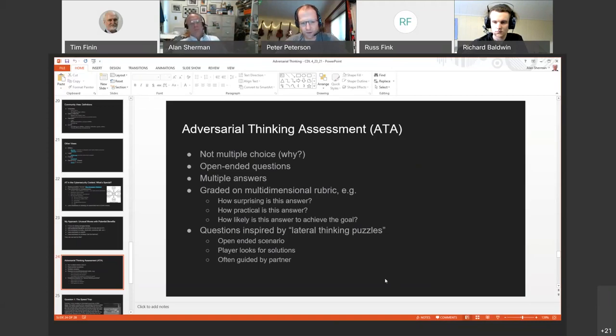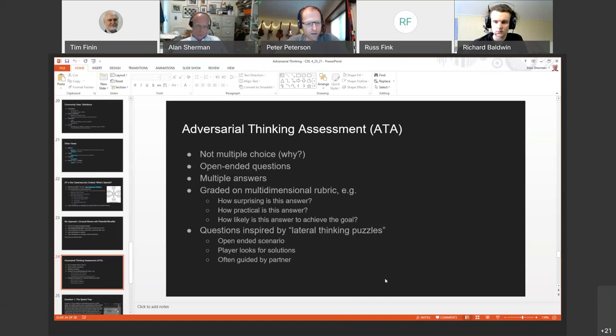And so what I'm looking at right now is doing open-ended questions where participants can provide multiple answers, and those answers are graded based on how unusual or surprising is it, how practical is it, how likely is it to achieve the goal, and then scoring tests that way.